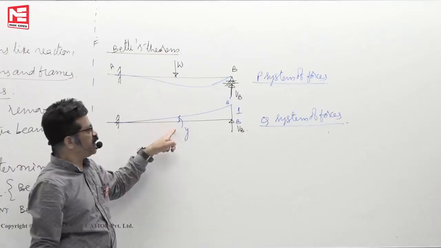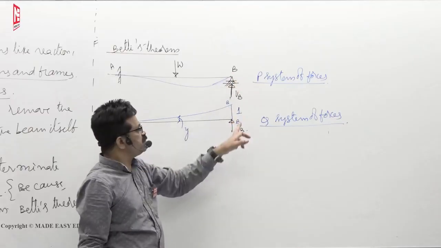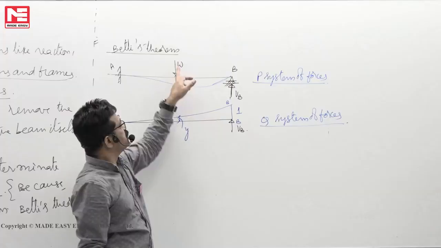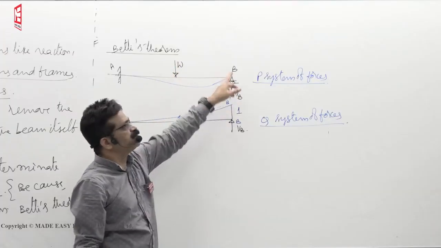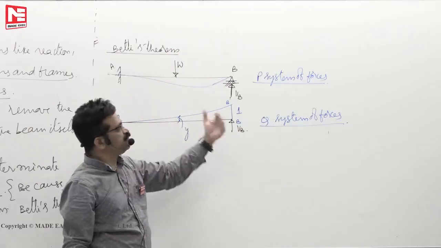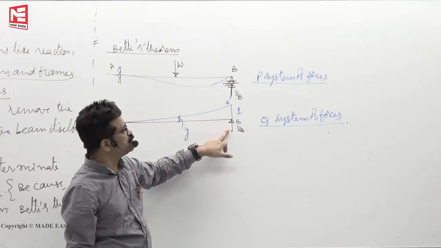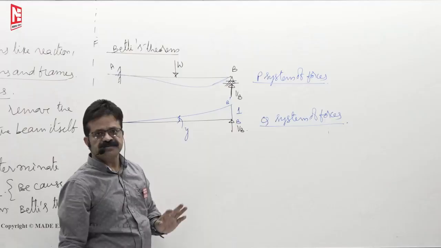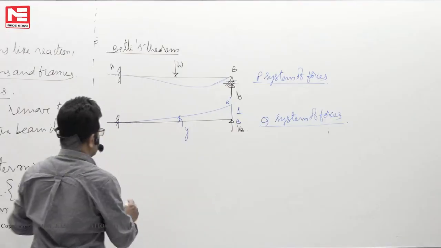So W into Y plus VB, which is in the P system, here it is 1, plus VB into 1. This is W downward, Y upward. So this is negative work done, this is a positive work. That's the work done by the P system of forces. Then work done by the Q system of forces. VB is the Q system of force. Correspondingly here the deflection is 0. So VB into 0. That is the reciprocal work theorem.